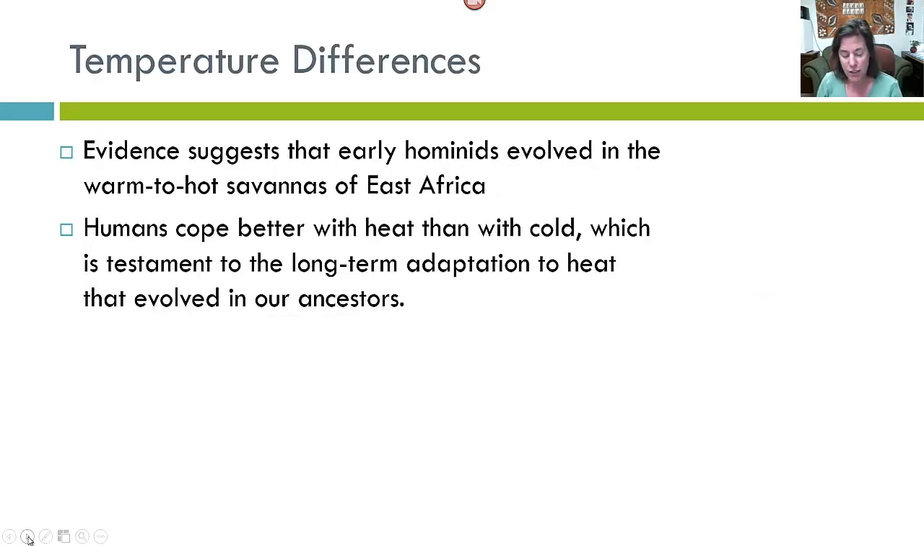Now, evidence suggests that early hominids evolved in warm to hot savannas of East Africa, and humans cope better with heat than with cold, which is testament to the long-term adaptation to heat that evolved in our ancestors.